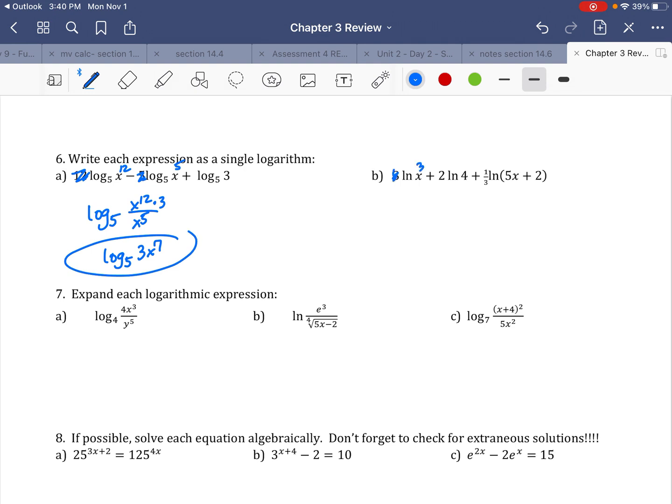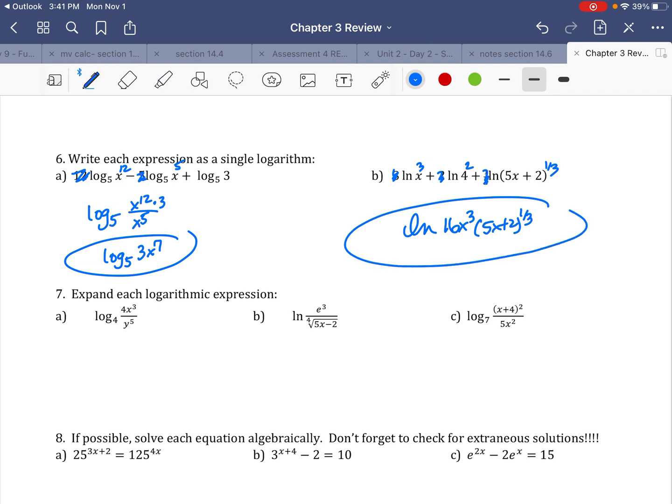Right over here, I got 3 up there, got 4 squared up here, and a 1/3 power, you can write it as a 1/3, or you could write a cube root. So I have 1 log, let's see, 4 squared, that's 16. So I'm going to put 16 x to the 3rd. These are all multiplied. And then I have 5x plus 2 to the 1/3. Again, you could write cube root.